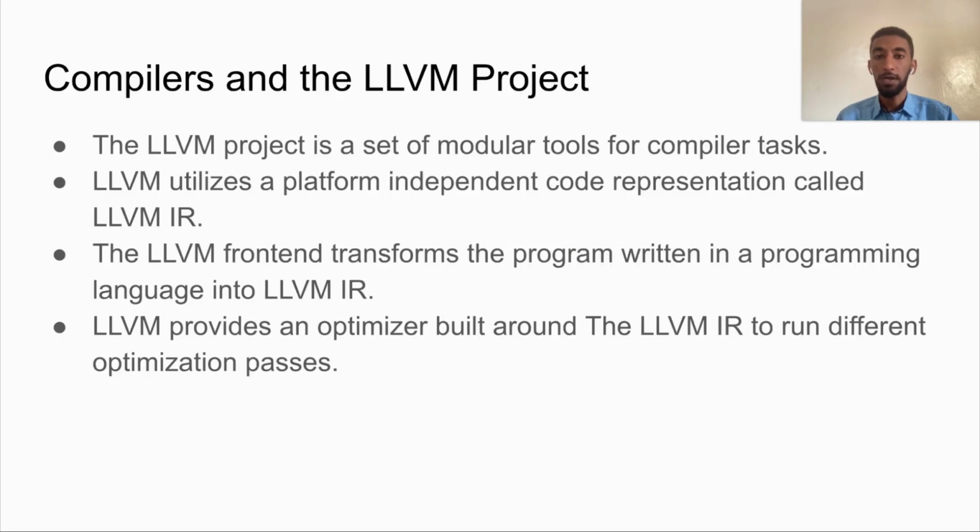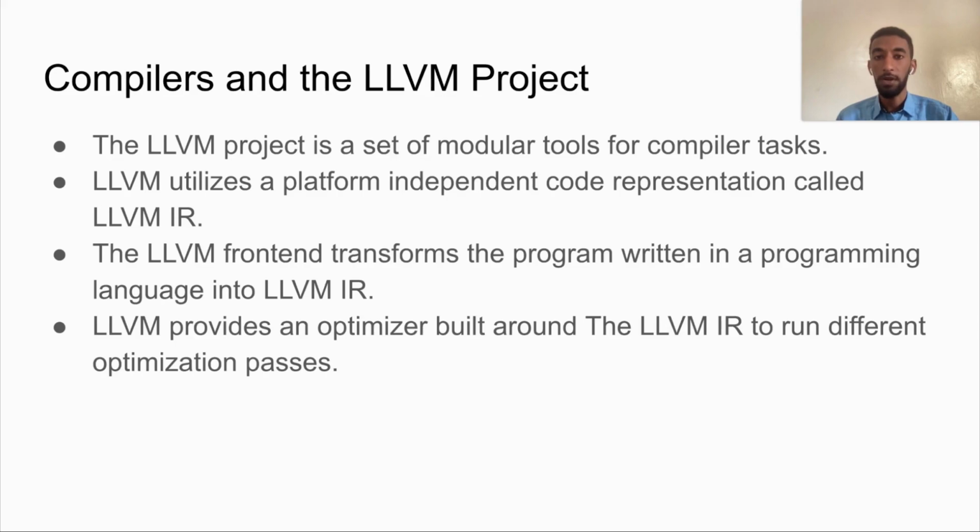To introduce our work, let's first discuss some aspects of the LLVM project. The LLVM project is a set of modular and reusable tools and libraries for compiler tasks. LLVM project includes different tools such as the opt tool, which performs optimizations, and Clang, which is a fully fledged C, C++, and Objective-C compiler built on LLVM.